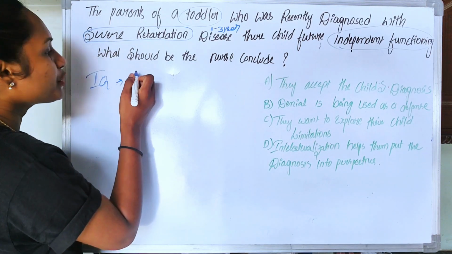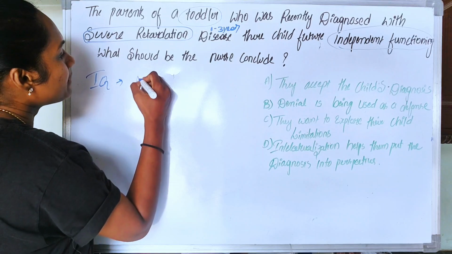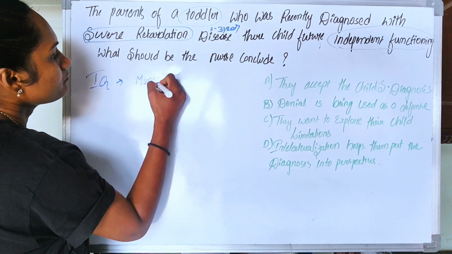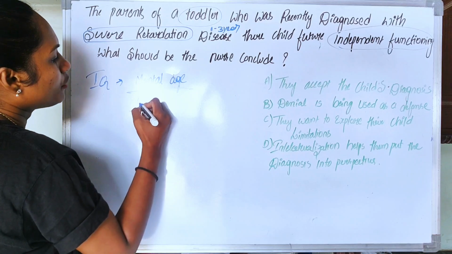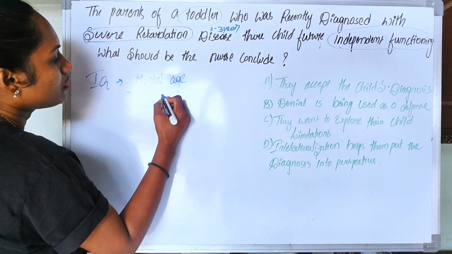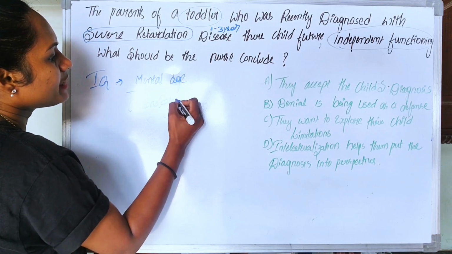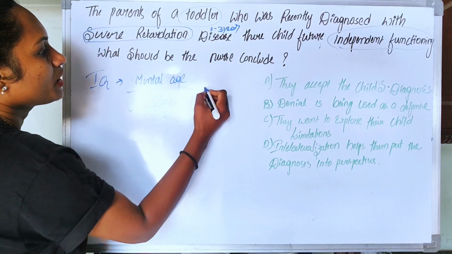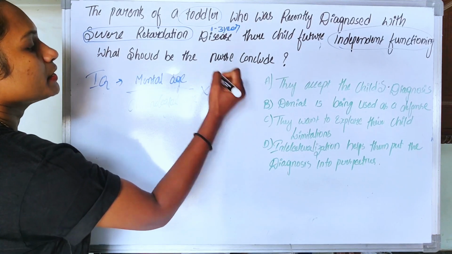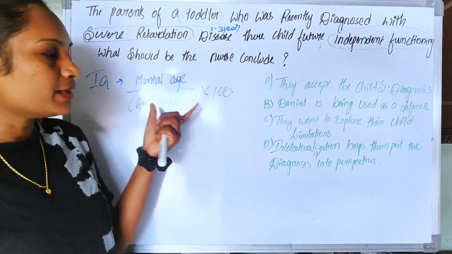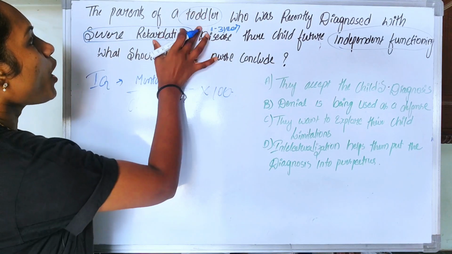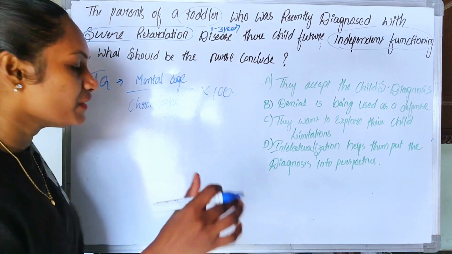Intellectualization. The IQ formula is mental age upon chronological age into 100. This is the formula for calculating IQ level. So first we will see what is the normal IQ level.